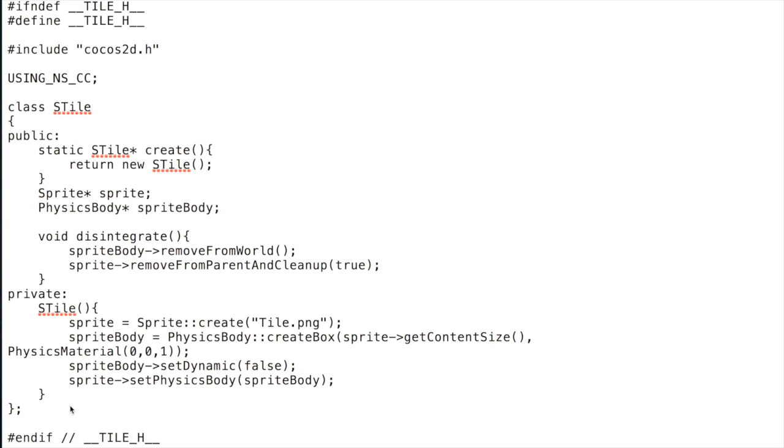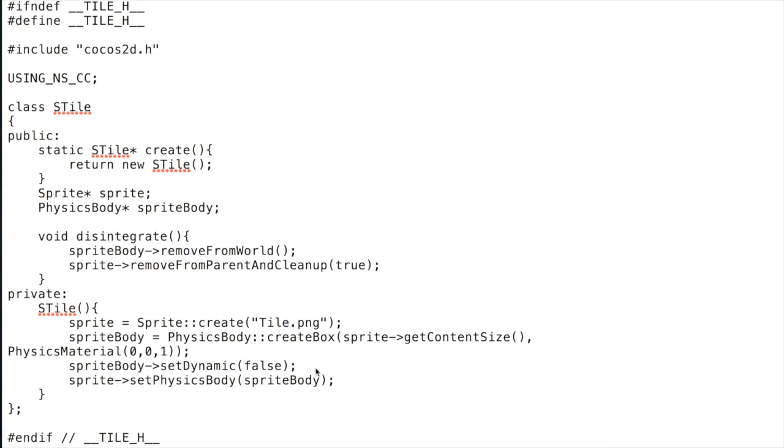Then here we have our constructor, where we create the sprite with the appropriate file name. Then we create the sprite body, which is just a box, and we want to make sure that it's the same size as the sprite, so we get content size to do that. Then physics material, the numbers represent density, restitution, which is basically bounciness, and since I don't want bounciness, I set it to 0. And then the last one's friction.